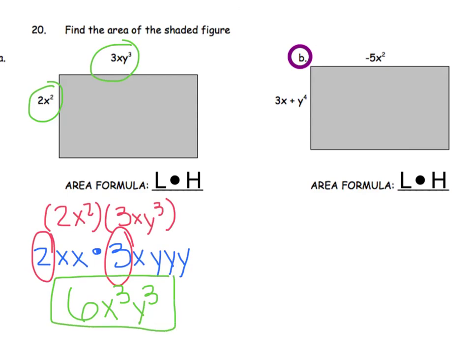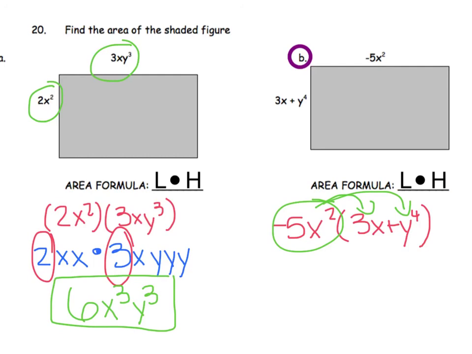Notice you can try the next one as well on your own if you'd like. I'll kind of help you set this up. So negative 5x squared times 3x plus y to the fourth. Notice this actually looks like a distribution problem. Okay, so just try it, see if you can handle it, and we'll work it out probably in class because I know this one's a little bit tougher.